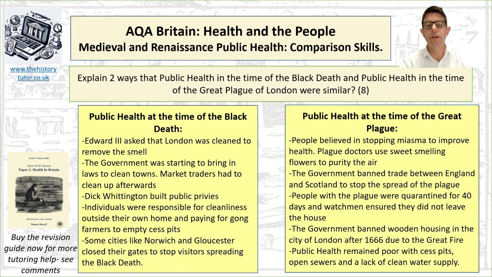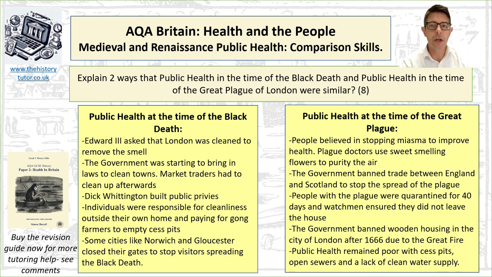And some cities like Norwich and Gloucester closed their gates during the Black Death. You could generally say, of course, also that during the Black Death, 40 to 50% of the people died, which suggests public health was pretty terrible. So what about during the Great Plague? People believed in stopping miasma to improve health. Plague doctors used sweet-smelling flowers to purify the air.